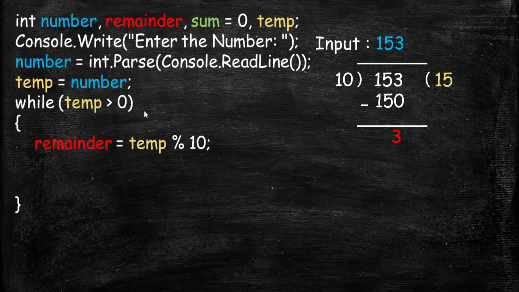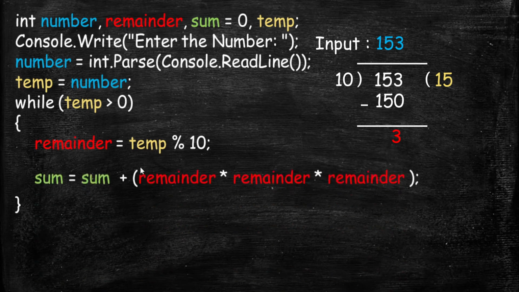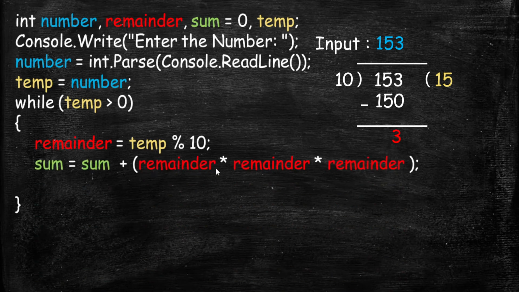So after this we are just cubing the remainder, which is 3. So 3 multiplied by 3 multiplied by 3 gives us 27. And then we are adding that 27 in the sum variable. So now the sum variable is 0. If we add 27 in it, it will become 27.